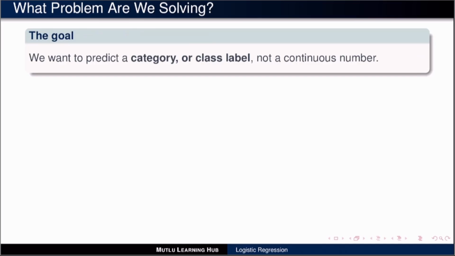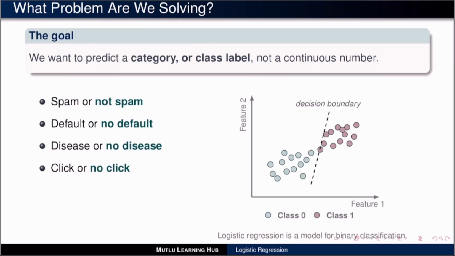Unlike regression, here we are not predicting numbers, we are predicting categories. For example, is an email spam or not? Will a customer default or not? Does a patient have a disease or not? So instead of continuous outputs, we want discrete labels.